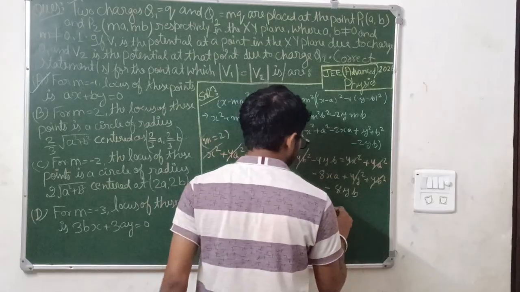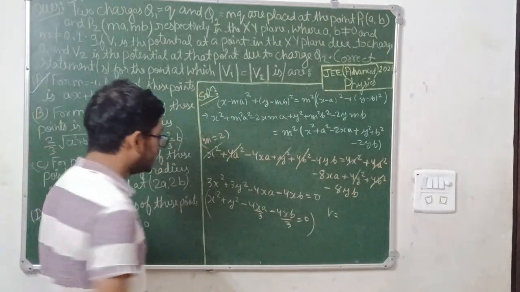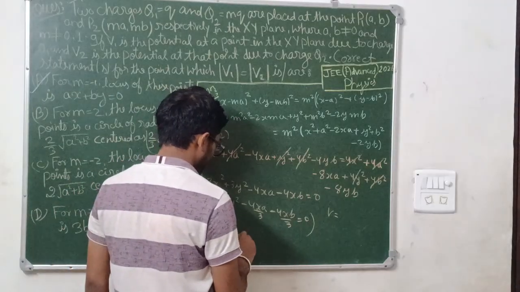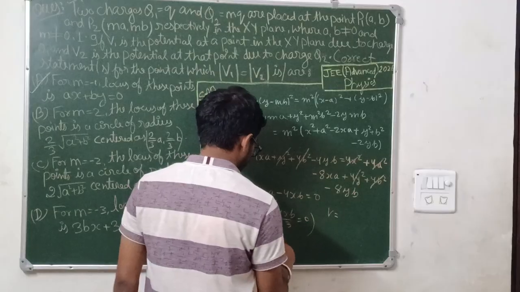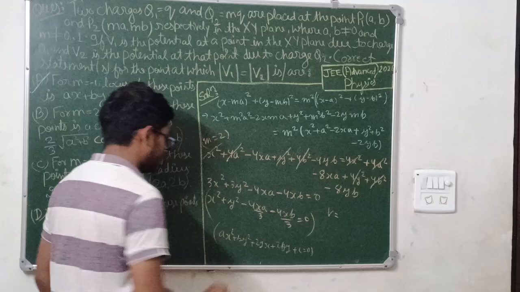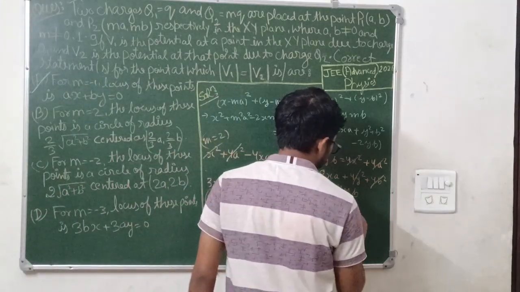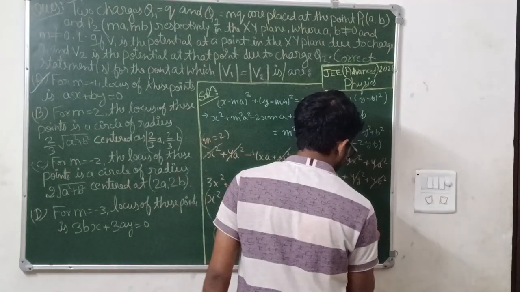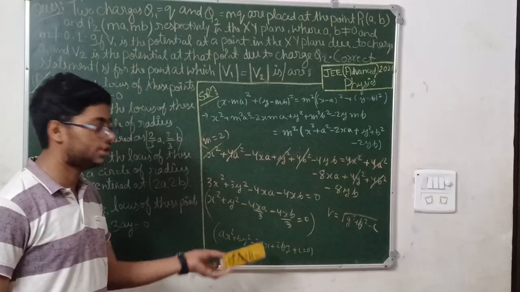Okay, what is the radius of a circle? In conics we have learned, for a general circle equation, ax square plus by square plus 2gx plus 2fy plus c equal to 0. This is the general standard equation of a circle. So for the radius you just need to do under root g square plus f square minus c. This is the formula for the radius.